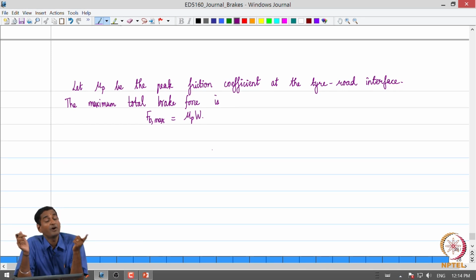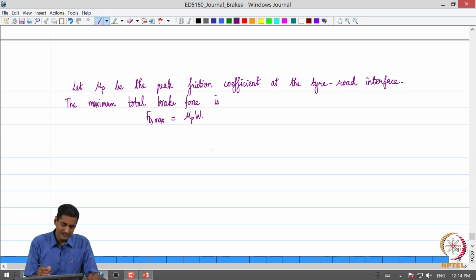Now the question is how do we distribute this between the front and the rear. Let us say, once again taking a round number just for the sake of argument, that this maximum brake force FB max comes to be 100 newtons. Out of this 100 newtons, how many newtons should I ask the front brake to deliver and how much should the rear brake deliver? That is what is called brake force distribution. So let us analyze that.